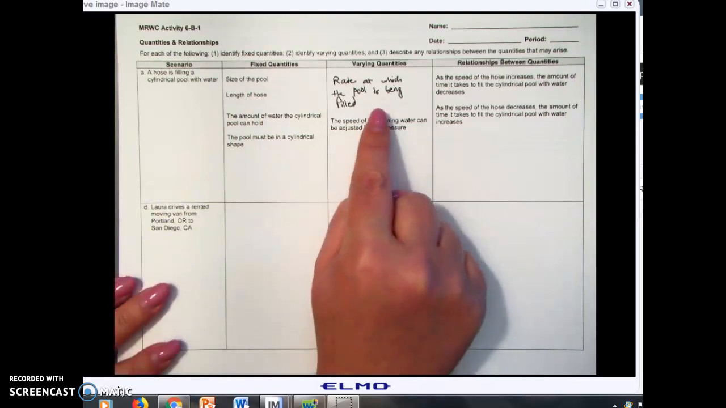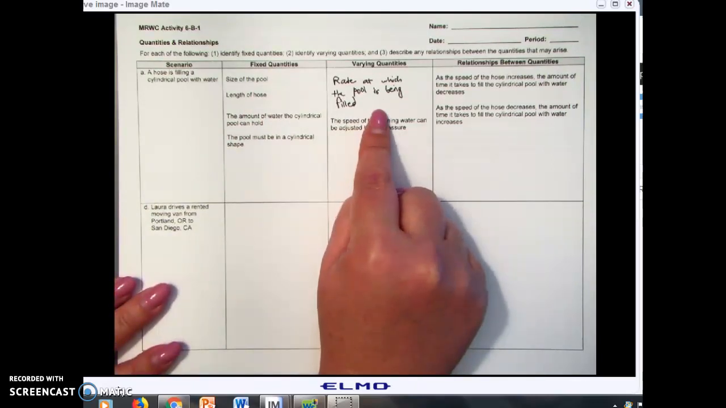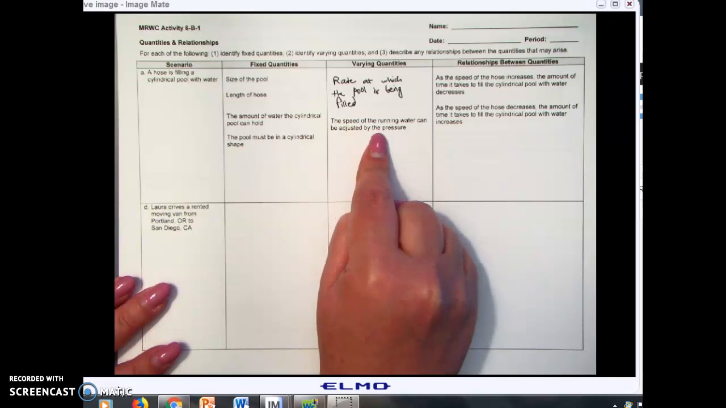So then moving over here to varying quantities. Somebody wrote the rate at which the pool is being filled. So like the speed of the running water can be adjusted by the pressure. So how fast the water comes out of the hose is something that's varying.